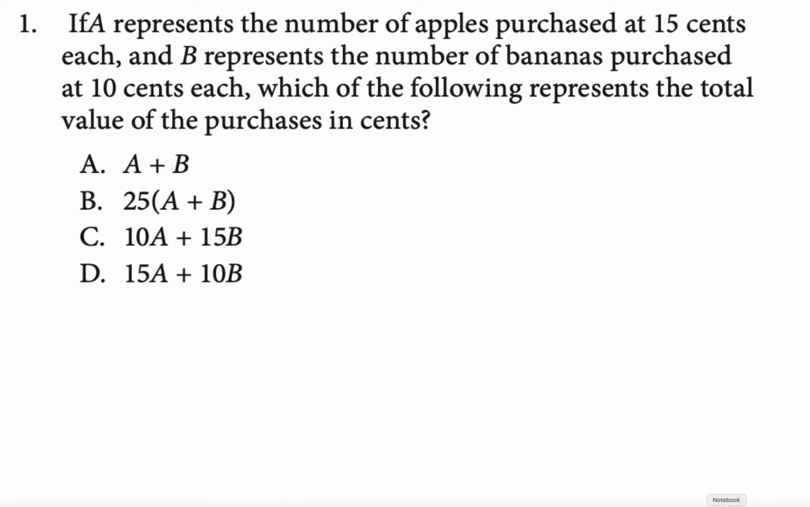Let us look at the elementary algebra here. We're going to be looking at the first 10 questions. So let's get started. First, if A represents the number of apples purchased at 15 cents each, and B represents the number of bananas purchased at 10 cents each. Well, they're pretty cheap in this case, I guess. Which of the following represents the total value of the purchase in cents?